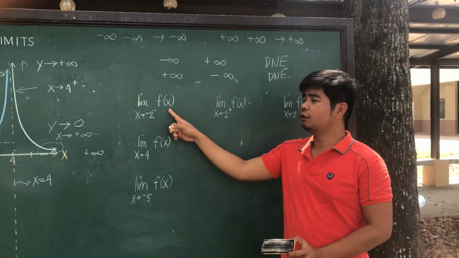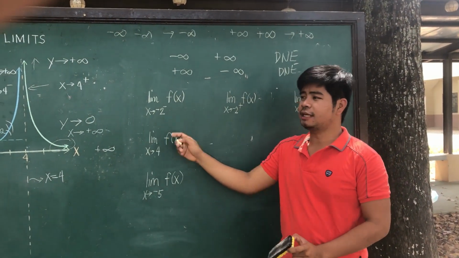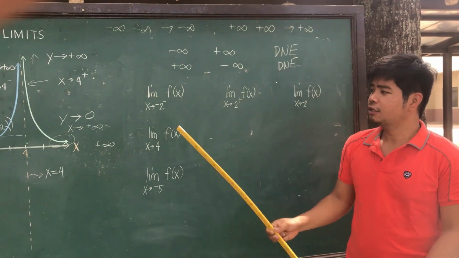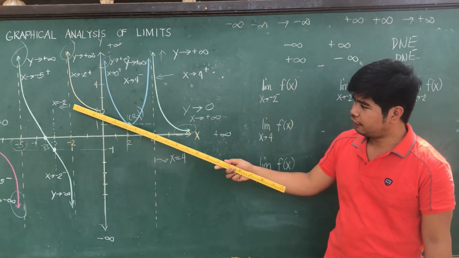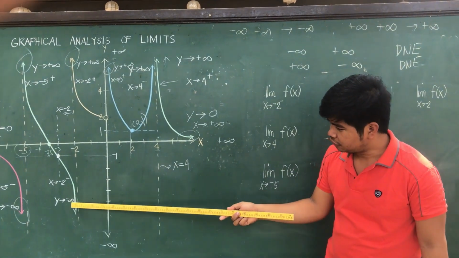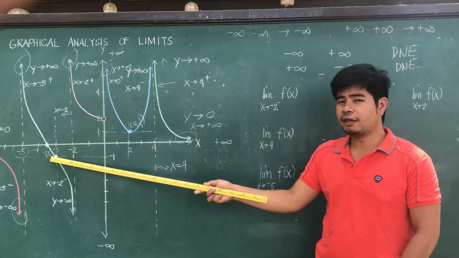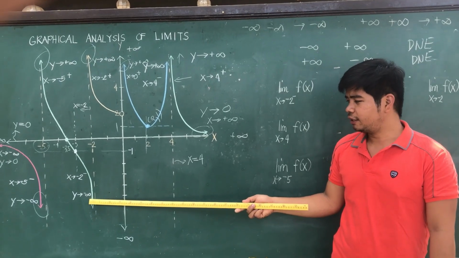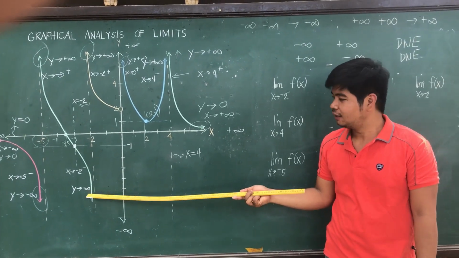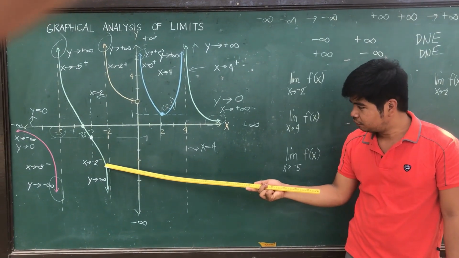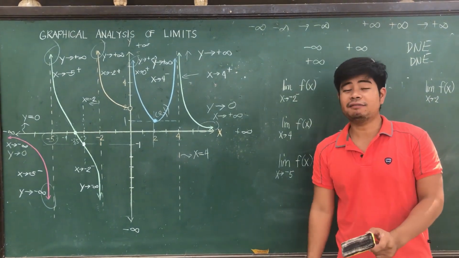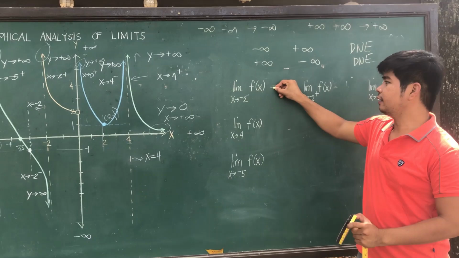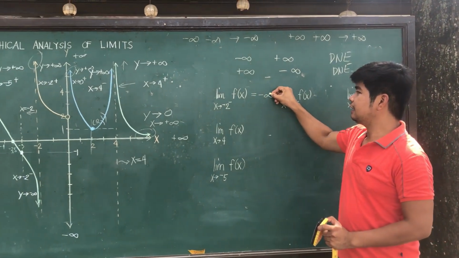Let's say limit of f of x as x approaches negative 2 from the left. So we go to negative 2, so this is negative 2, and we observe left of negative 2. So here, now observe the behavior of y. So y here keeps on decreasing. Kasi nakikita natin dito, mula sa left na negative 2, pababa ang values ng y that is infinite. Therefore, the answer here is negative infinity.